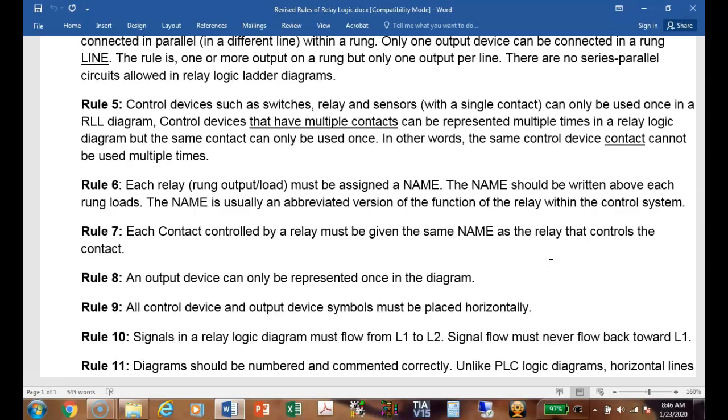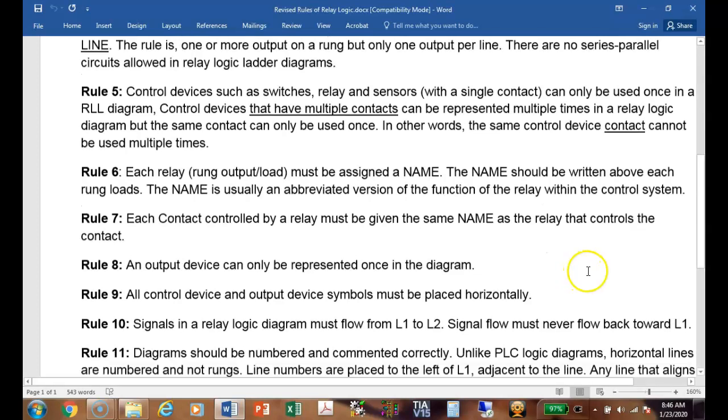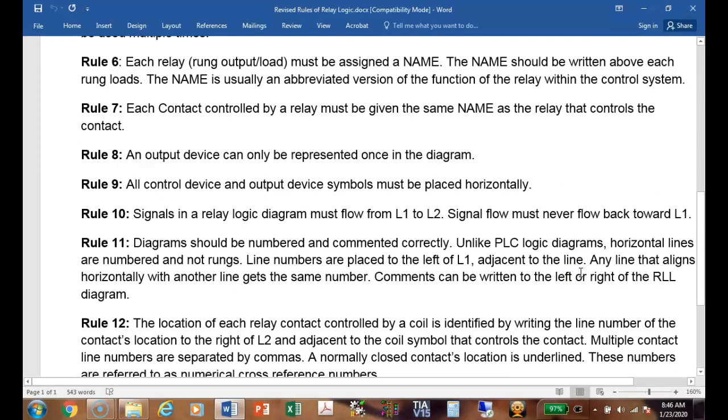All control devices and output device symbols must be placed horizontally. So we don't have any vertical. Basically the only things that run vertically are connection lines, right? Everybody understand that? All control devices and output device symbols must be placed horizontally. Signals in a relay logic diagram must flow from L1 to L2. Signal flow must never flow back toward L1. Y'all understand that? We okay?